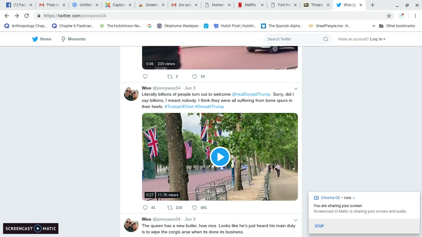So what this user wants us to realize is what the post is about, for one. So it's about the Trump UK visit, and it's also about the President of the United States, Donald Trump. So therefore, they hashtag both of these things.